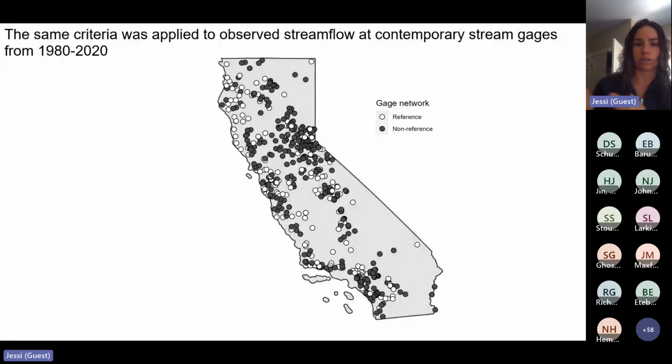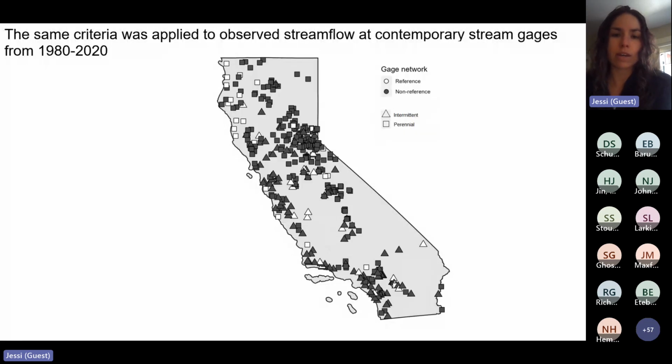So again, the reference is those unimpaired streams, whereas the non-reference streams are going to be those heavily impacted by human conditions, whether diversions, dams, or some kind of land use change that's affecting stream flow in these areas. So what we did was we looked at these streams, the observations there, and classified streams as either intermittent or perennial based on their observations. That's essentially what we did, just using the observations of what is currently happening in these streams.